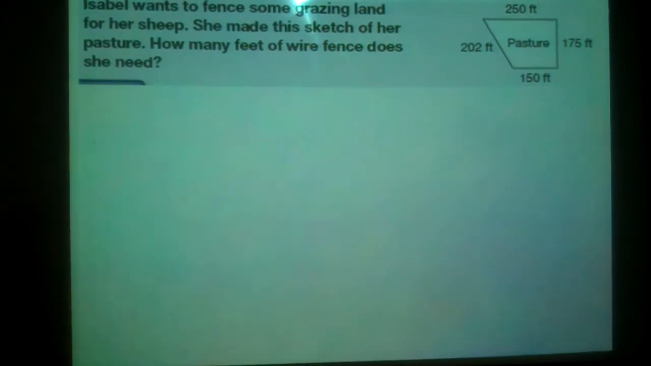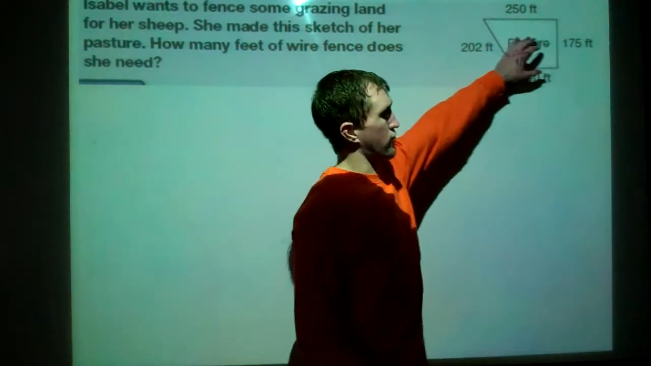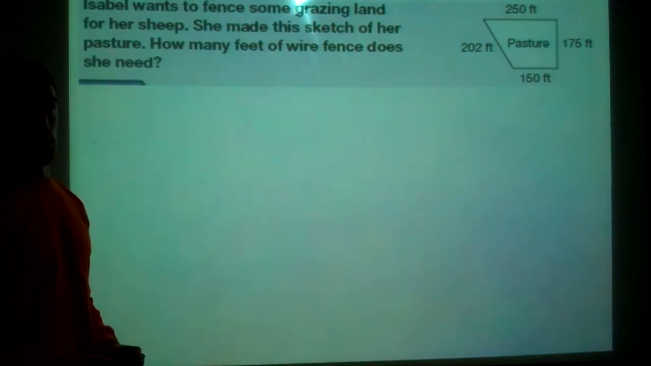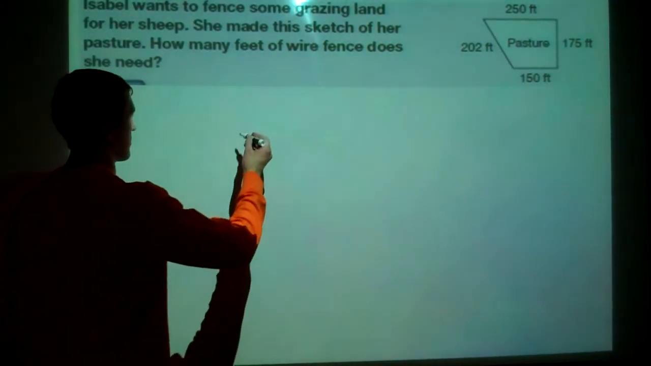If you have a fence, Isabel wants to fence some grazing land for her sheep. She made this sketch of her pasture. How many feet of wire fence does she need? Alright, well these are the outskirts of her pasture, so in order to figure out how much fence we need, that's the distance around the pasture, we need to add up our sides.